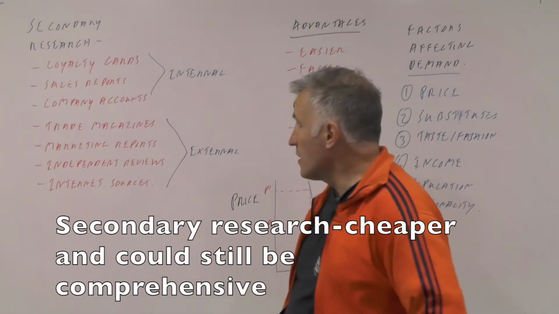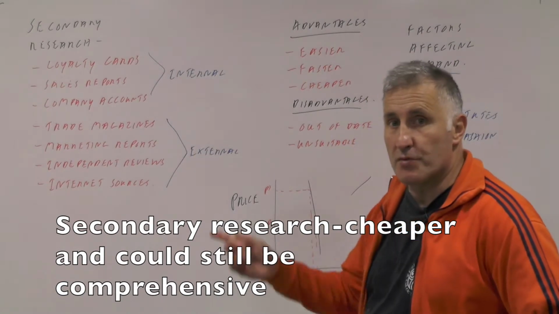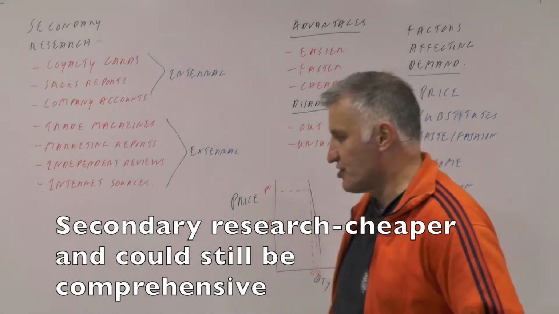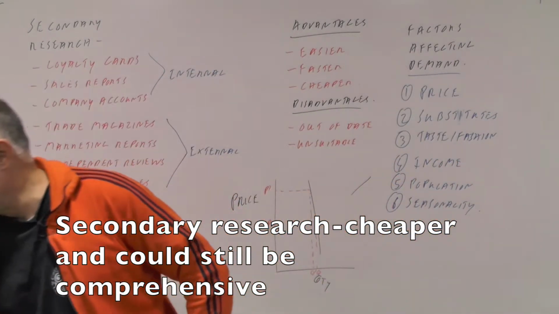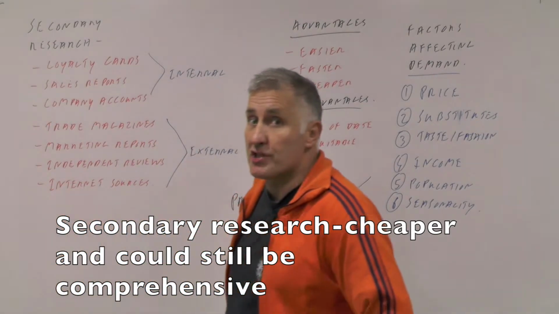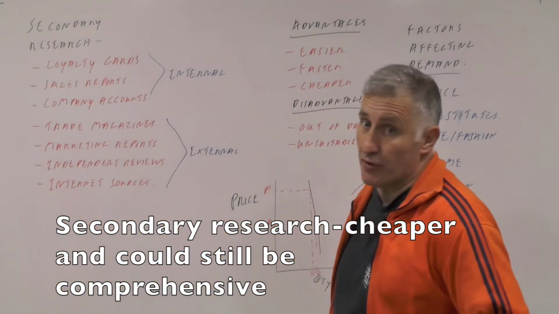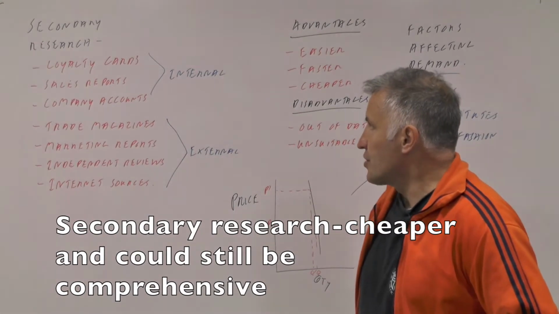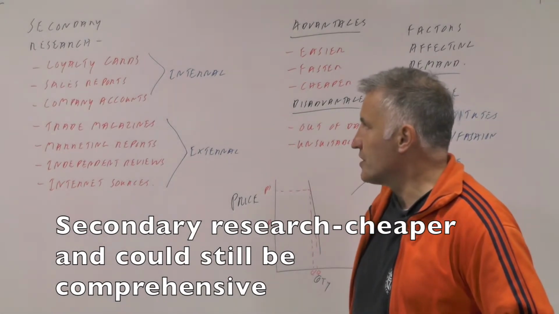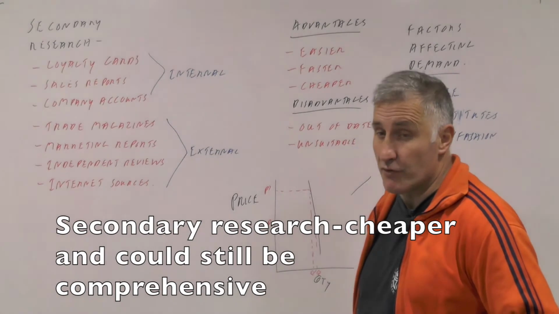So this is still lesson 1 on marketing. Now, I've looked at primary research, now I'm going to look at secondary research. Secondary research is really easy. It's really just information that has already been collected. This may have been collected through loyalty cards, sales reports, or company accounts, and that is internal or even external information.